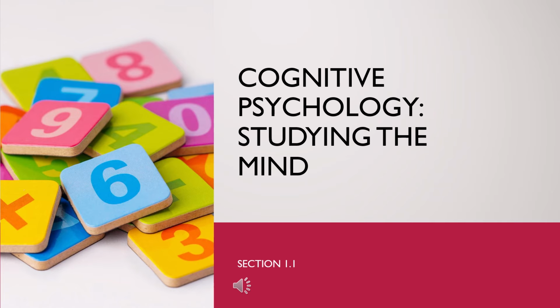Cognitive psychology examines how the mind works, how we think, learn, remember, solve problems. Most mental processes can't be observed directly. We infer them through behavior. For example, forgetting a word or solving a puzzle shows internal processing.